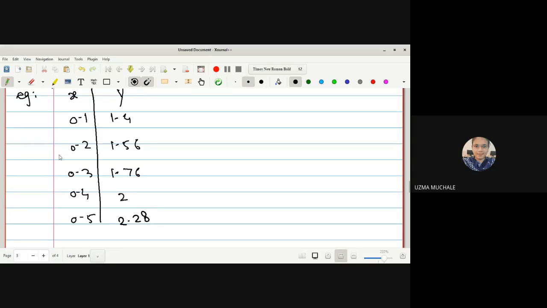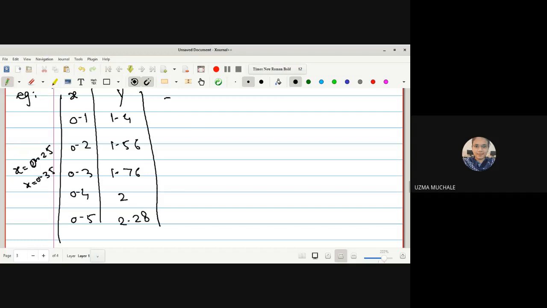1.4, 1.56, 1.762, and 2.28. Now what is the question? We have to find a forward difference interpolation formula, as well as the corresponding value of y at x equal to 0.25 and x equal to 0.35.